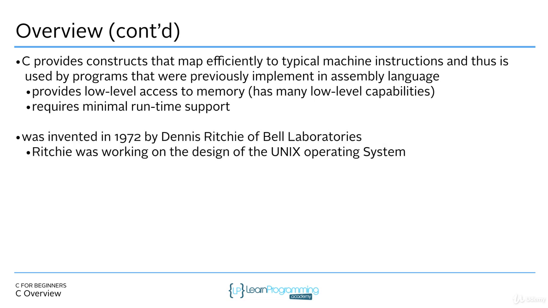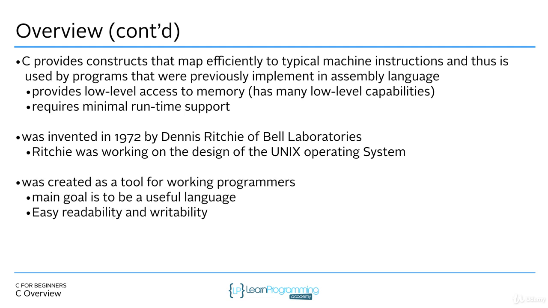Now, a little history about C is it's an older language. It was invented in 1972 by a guy named Dennis Ritchie of Bell Laboratories. He was working on the UNIX operating system, which is a precursor to Linux. It's basically an operating system that's running on different hardware. Linux runs on PC hardware. So it's older, which is an advantage. You think it may be a disadvantage, but it's older, so it's been tried and tested.